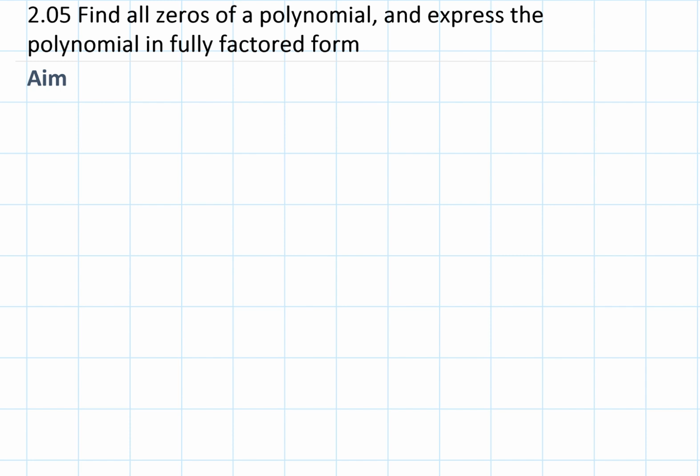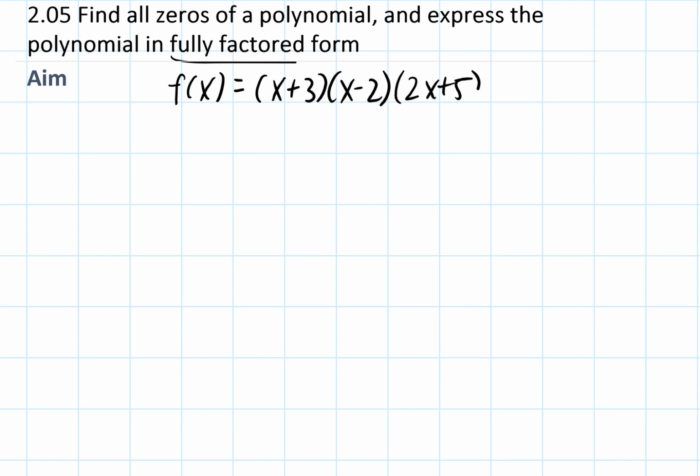Recall that a polynomial is in fully factored form if it's written as the product, or you're multiplying a whole bunch of linear factors. So it should look something like f of x is x plus 3 times x minus 2. Maybe there are more linear factors like 2x plus 5, or even x, which is just x minus 0. Or maybe x minus 2 is even squared, because that just means x minus 2 times x minus 2.